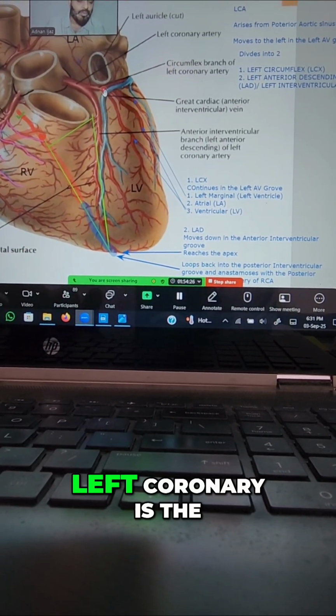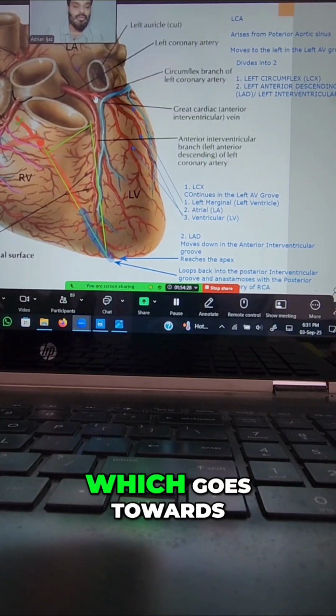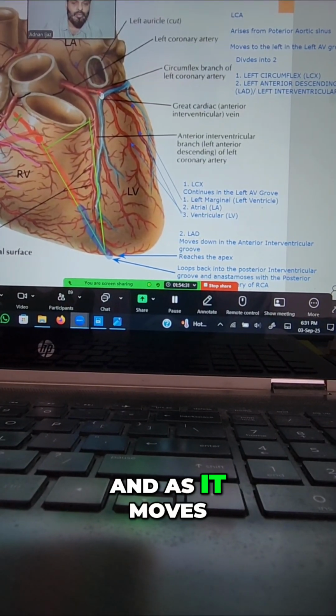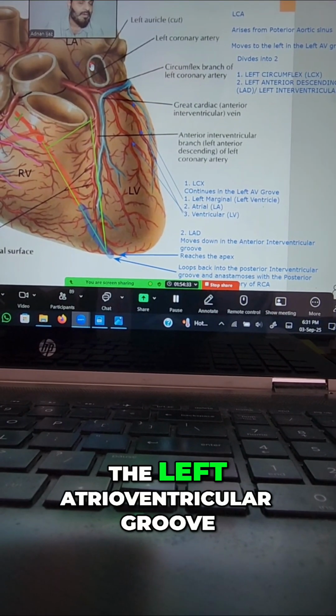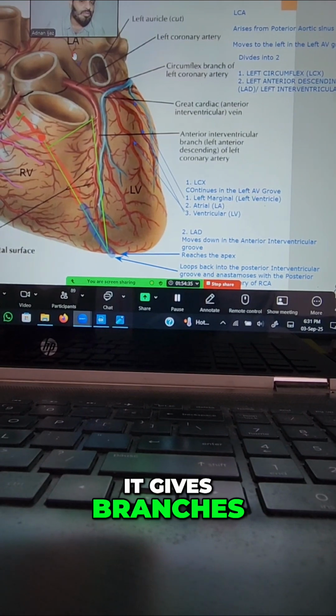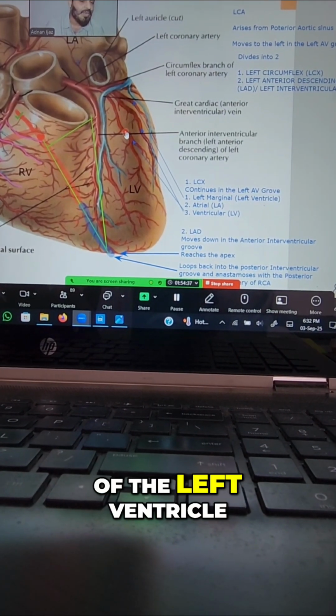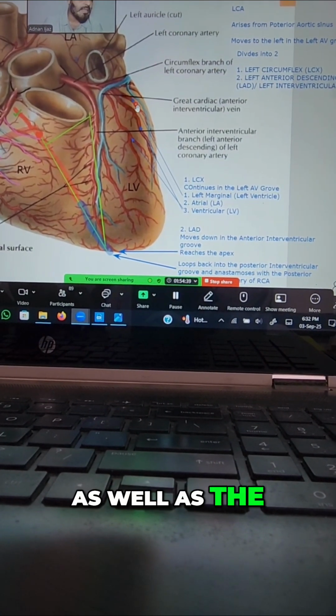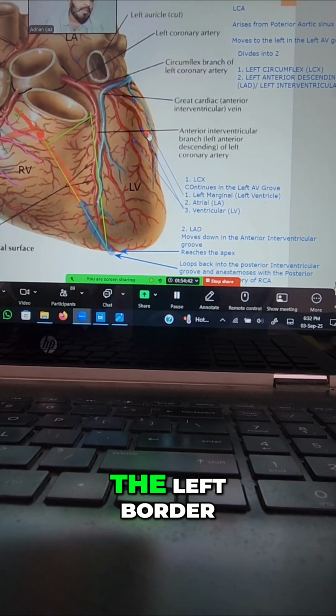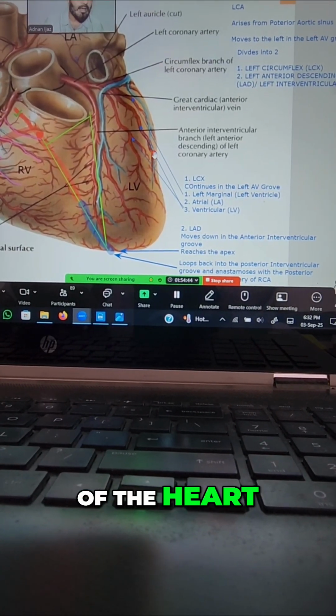The other branch of the left coronary is the left circumflex, which goes towards the left side in the left atrioventricular groove. It gives branches to the left atrium, the anterior surface of the left ventricle, as well as the left marginal artery, which will supply the left border of the heart.